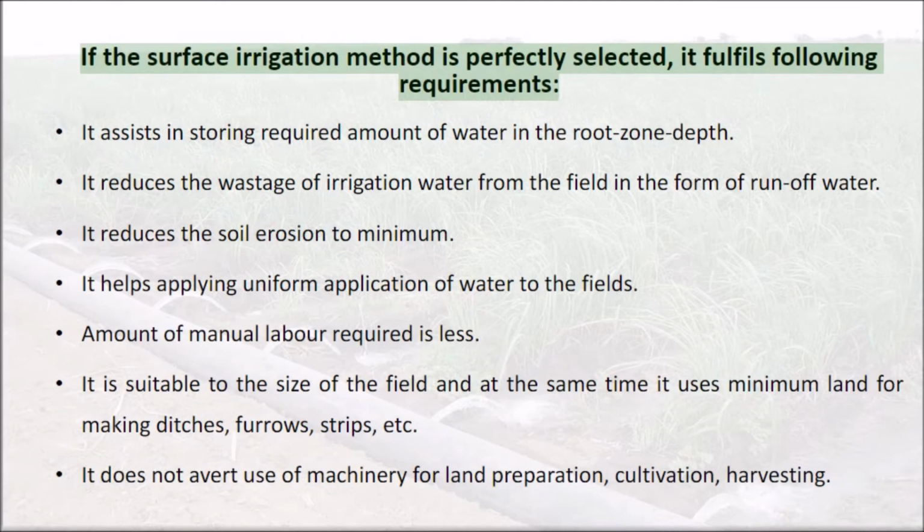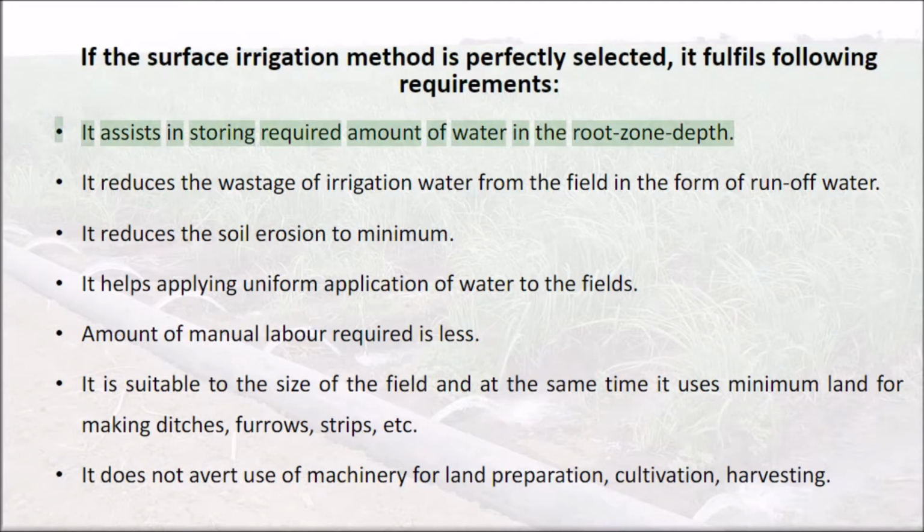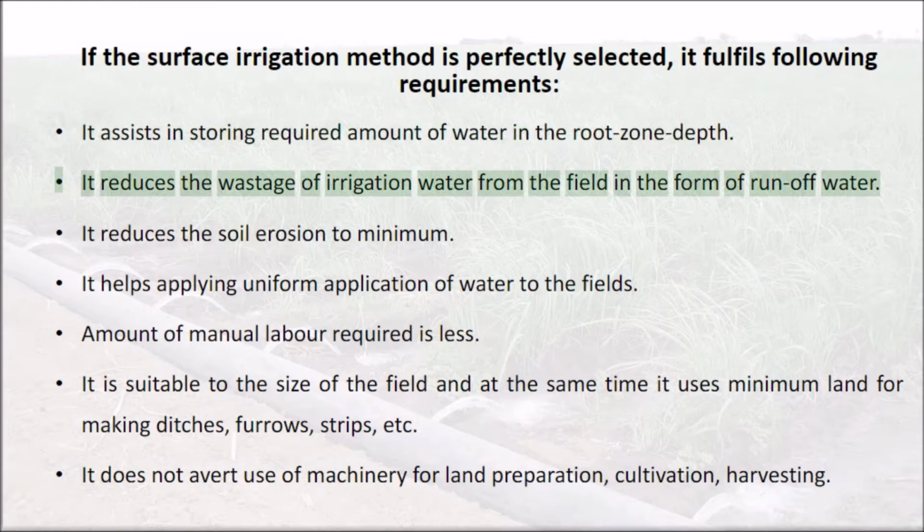If the surface irrigation method is perfectly selected, it fulfills the following requirements. It assists in storing the required amount of water in the root zone depth. It reduces the wastage of irrigation water from the field in the form of runoff water. It reduces soil erosion to a minimum. It helps apply water uniformly to the fields.